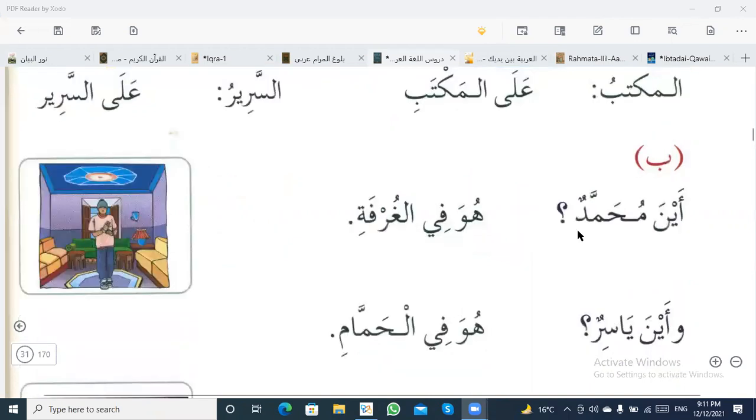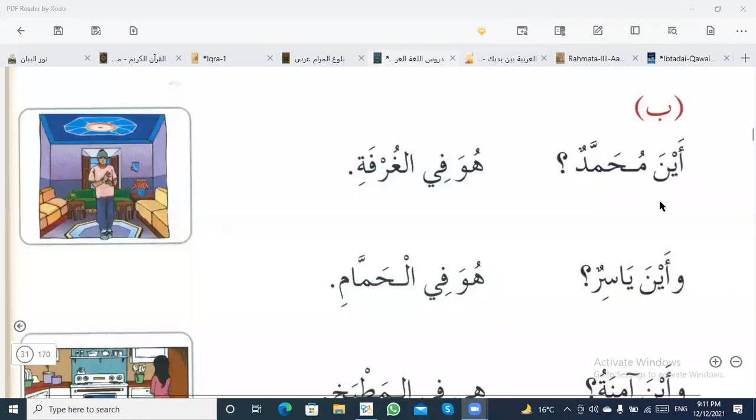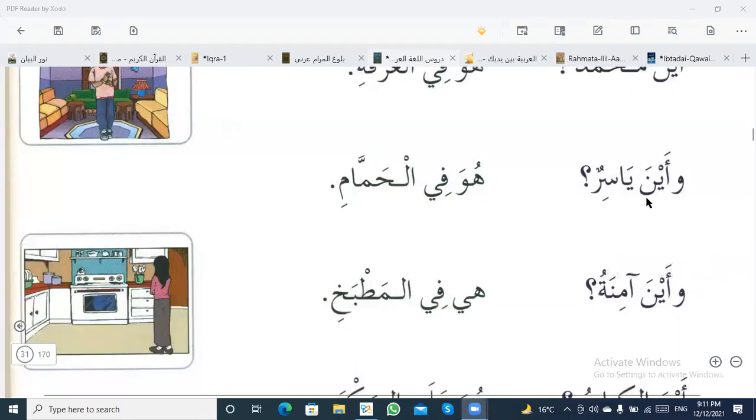Okay, Sister Eman. Aina Muhammadun? Aina means where? Muhammad kaha hai? Huwa fil ghurfati. Ghurfa means room, kamra. Wo kamre mein hai. Wa aina Yasirun? Yasir kaha hai? Huwa fil hammami. Wo hamam mein hai. Wa aina Aminatu? Amina kaha hai? Hiya fil matbakhi. Wo kitchen mein hai. Okay.